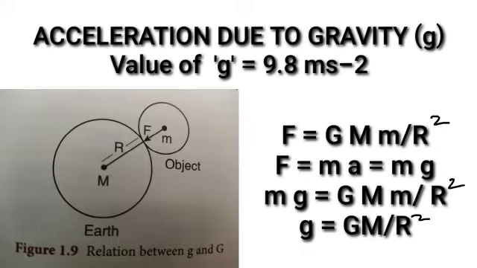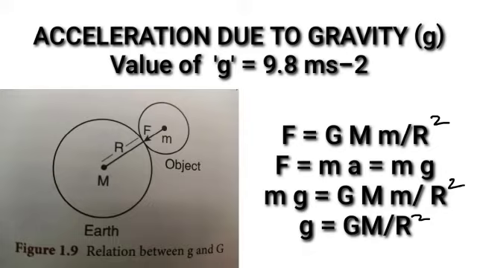Now acceleration due to gravity is small g. You know what is acceleration due to gravity? It is the gravitational force felt by all the objects that fall towards the earth, isn't it? It's represented by the letter small g, and its unit is ms minus 2, that is meter per second square. The value is 9.8 meter per second square.